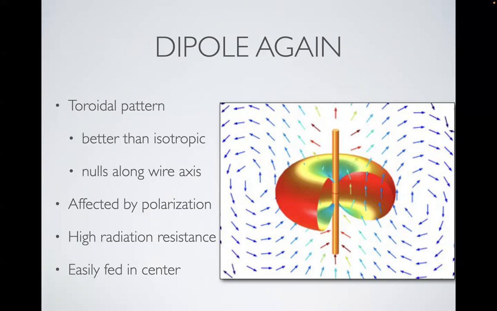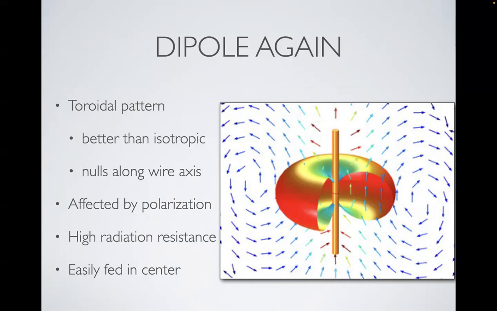So that's really good. But again, it's affected by polarization. So a vertical dipole versus a horizontal dipole is going to give you a different outcome. And it's not an outcome that's based too much on loss. It's mostly based on these image charges and image currents.